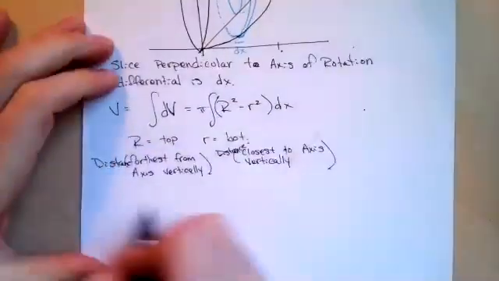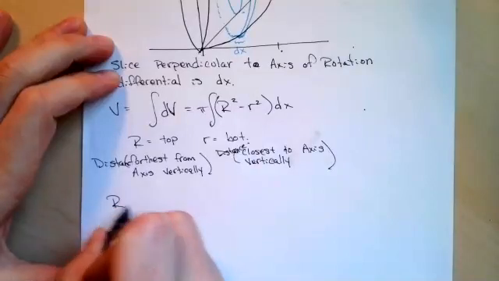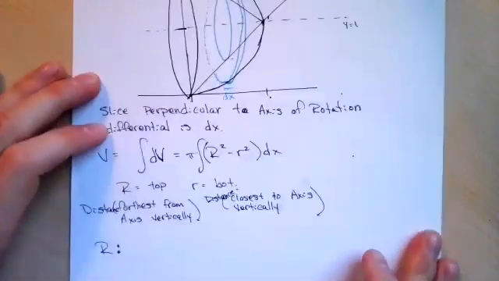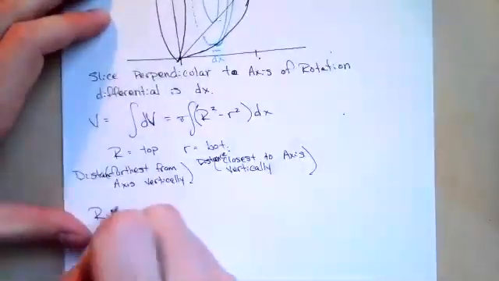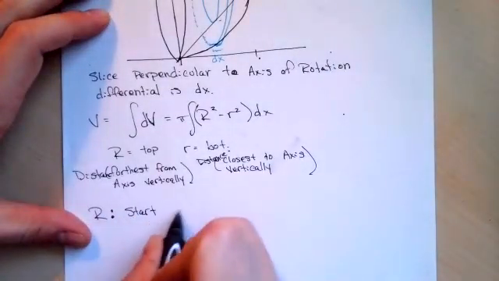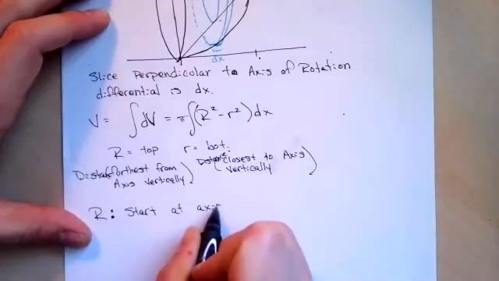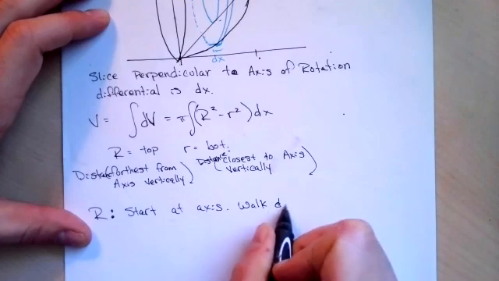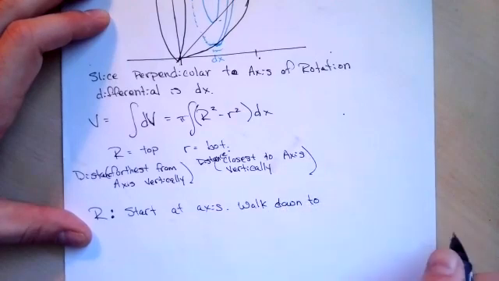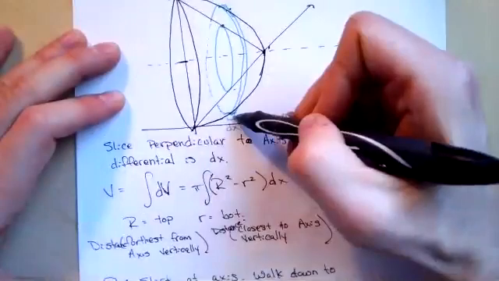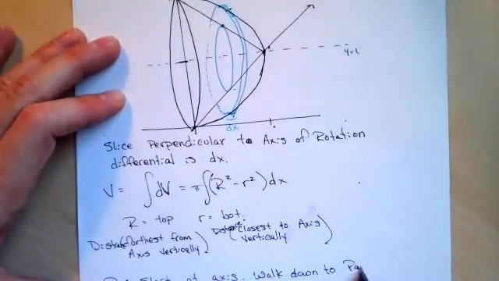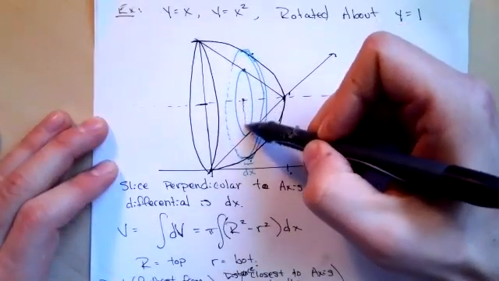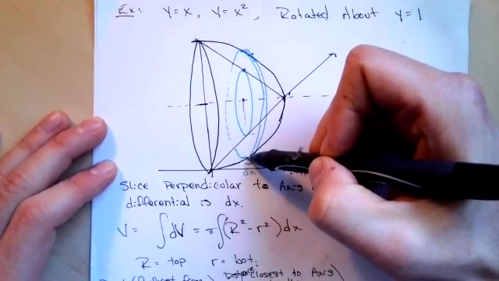So let's take a look at big R. So big R, we start at the axis and we walk, let's say, down to, where do we walk? Which function is furthest away? The parabola. That's kind of verbally what we're doing, right? Our distance, we would walk from here all the way down to here to find that distance.